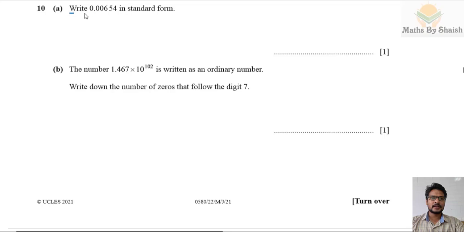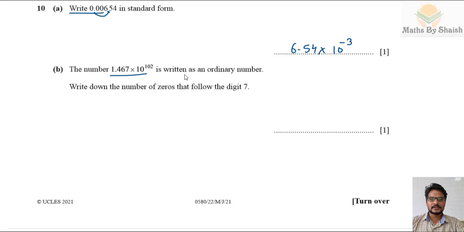10th, A part: write this in standard form. So standard form is where the decimal comes after the first non-zero digit, and the first non-zero digit is 6, so the decimal will come here. So if we want to bring this decimal here, it traveled 1, 2, 3 places, so it becomes 10 to the power minus 3.